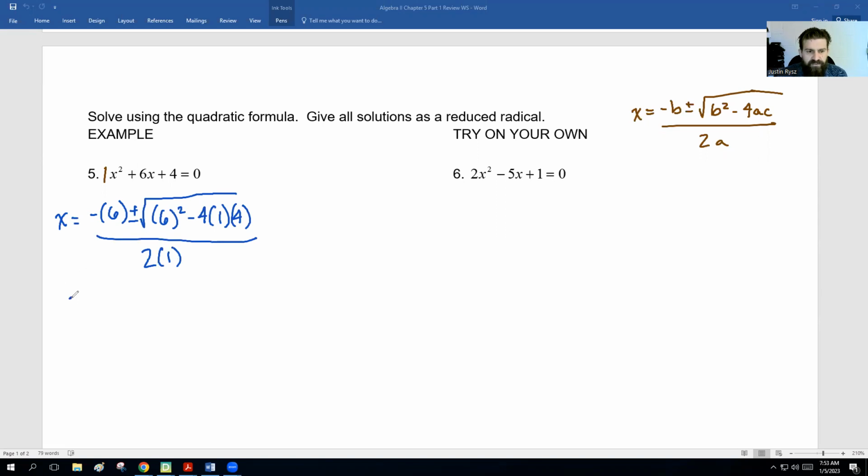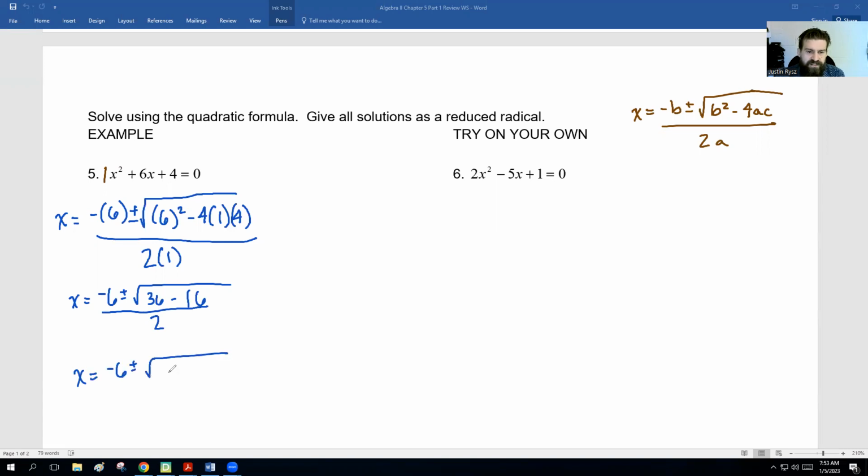All right, so we got x equals negative 6 plus or minus. Okay, 6 squared is 36. Minus 4 times 1 times 4 is 16. All over 2 times 1, that's 2. All right, we subtract inside the square root next.